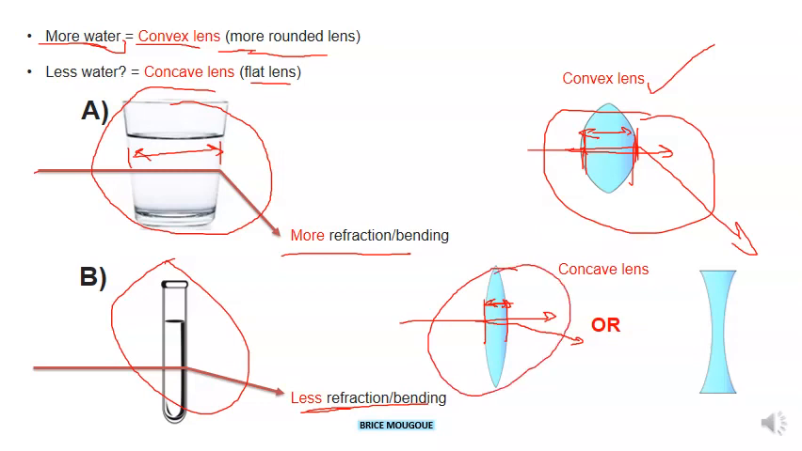What do I link it to? I also have two cases for objects that I'm viewing. They are either far or near. So for which one do I require what kind of lens? Do I require a convex lens for a near object and concave for a far object, or vice versa? Do I require more bending for a near object or less bending for a far object, or vice versa? Let's see what we need.